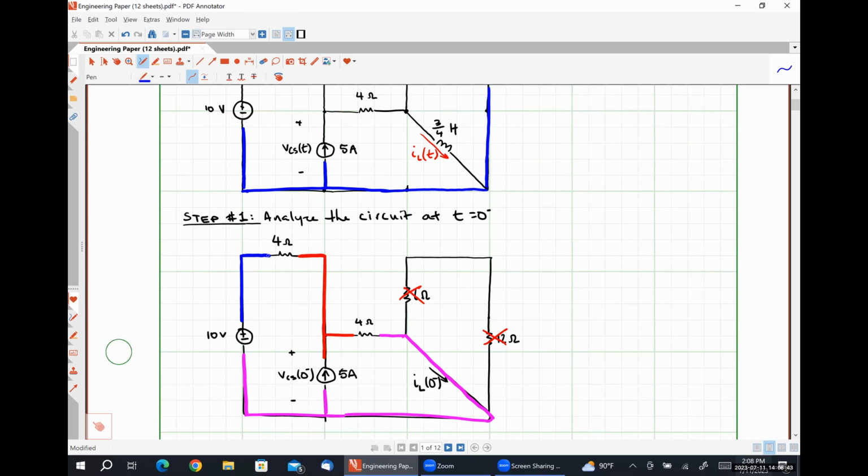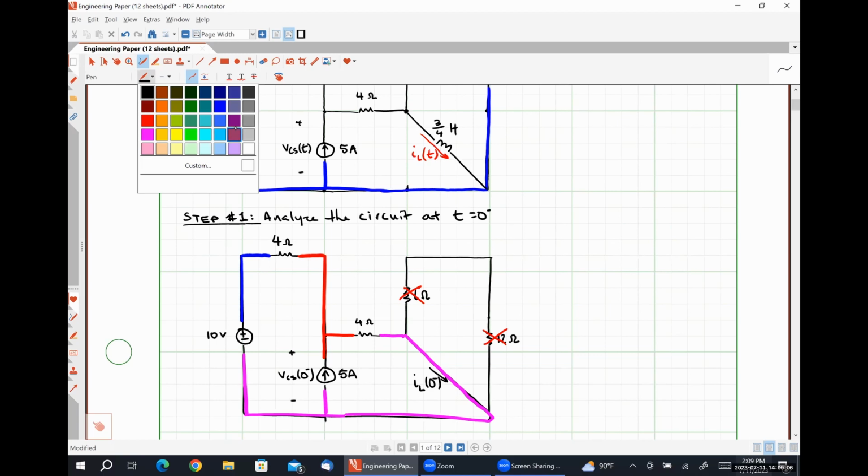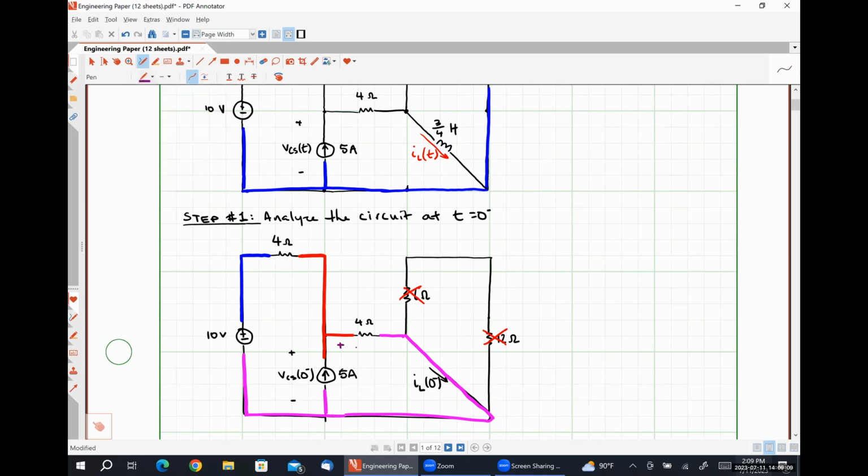So I can see that the 4 ohm resistor, the one in the middle of the circuit, is between the red node and the pink node. And the 5 amp source is between the red node and the pink node, which means they must share the same voltage drop. So effectively, the voltage drop across this 4 ohm resistor is going to be the exact same thing as the voltage drop across my current source.